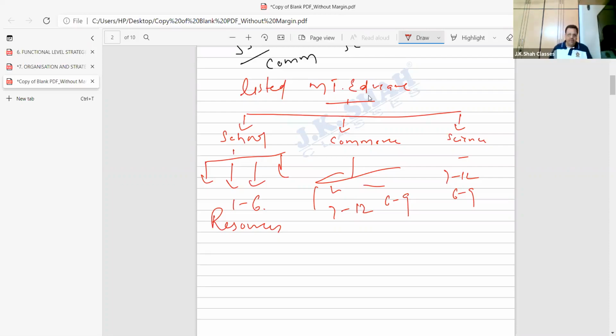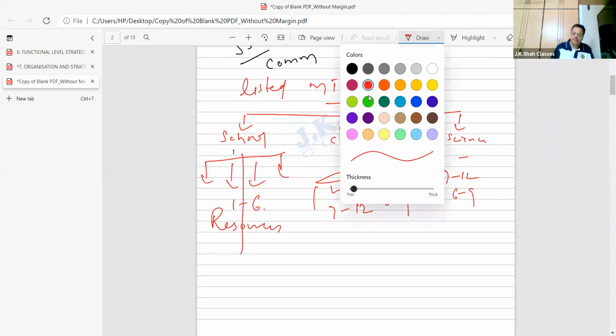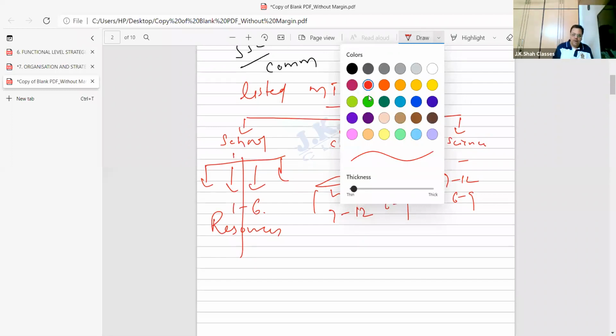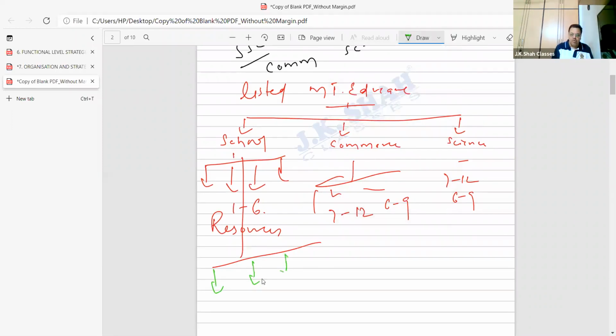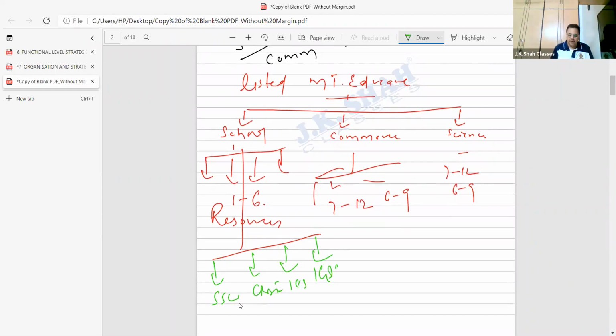That also can take place. In school, in Bombay, students, we have SSC, we have CBSE, ICSE, and IGCSE. Sorry. So in one division, we have made some more divisions.